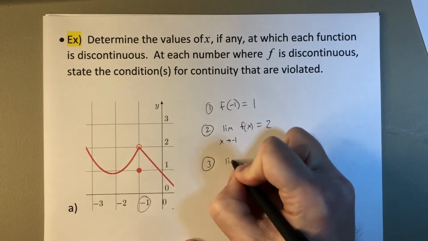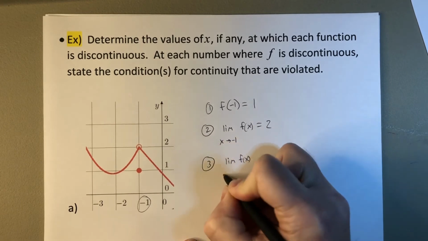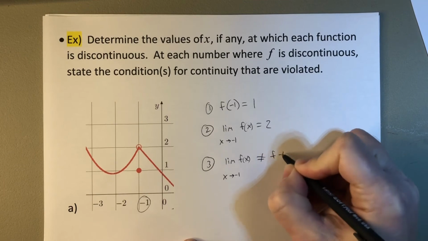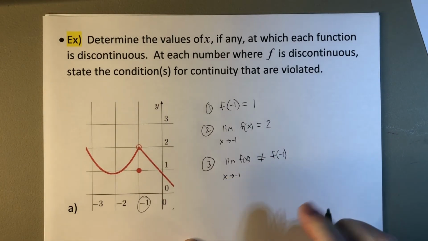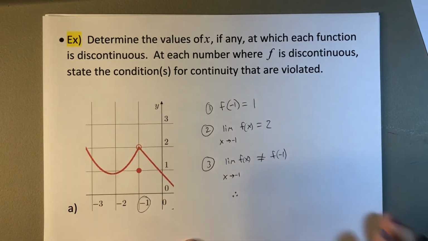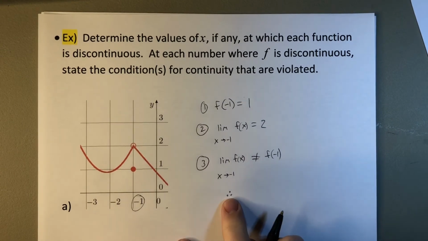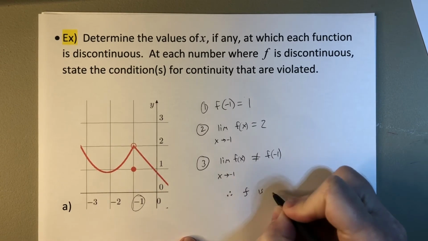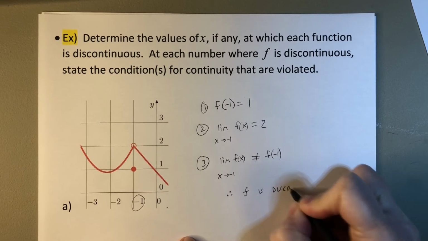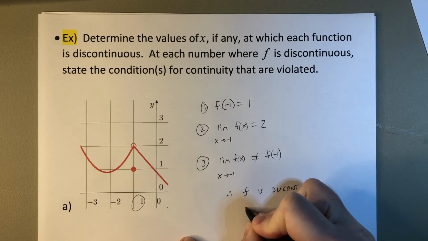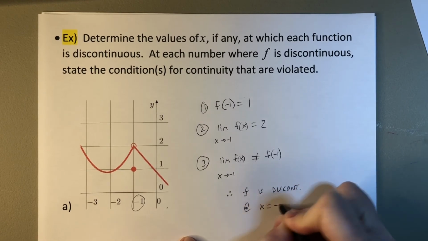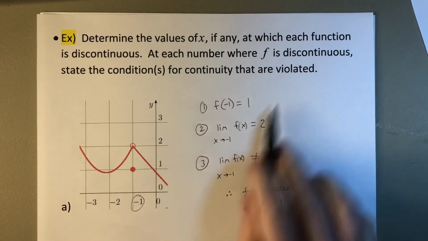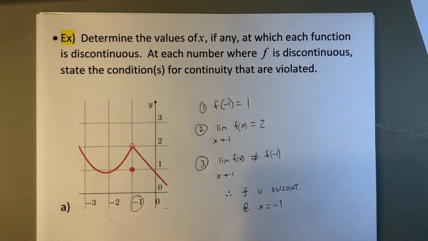So you'd say the limit of this function f as x approaches -1 does not equal f of -1 because 2 doesn't equal 1. Therefore, and the 3 dots indicate the word therefore, or conclusion. In other words, therefore, the function f is, I'll just abbreviate here, discontinuous at x equaling -1. Okay? So condition number 3 was violated.